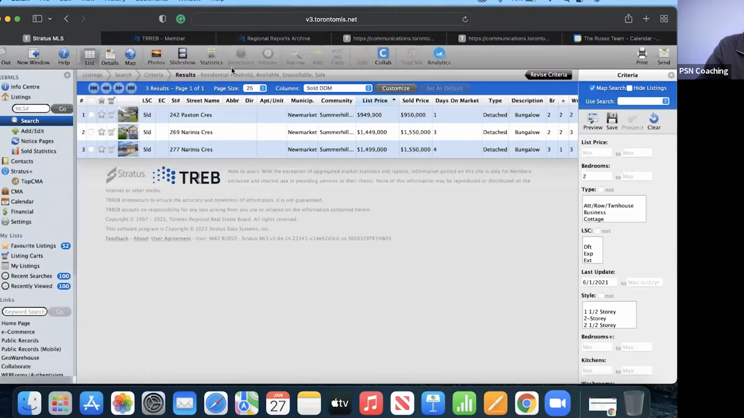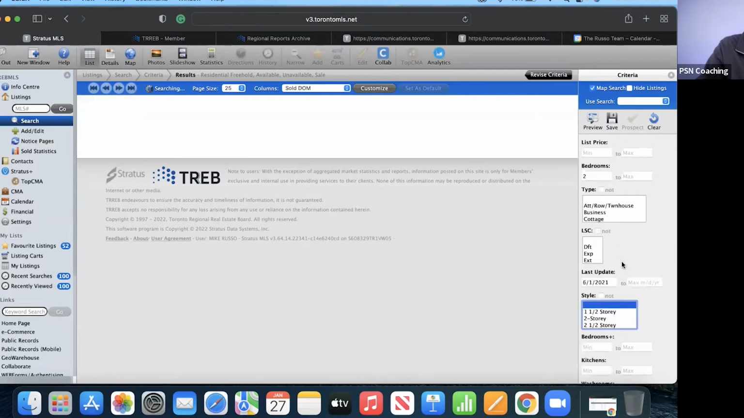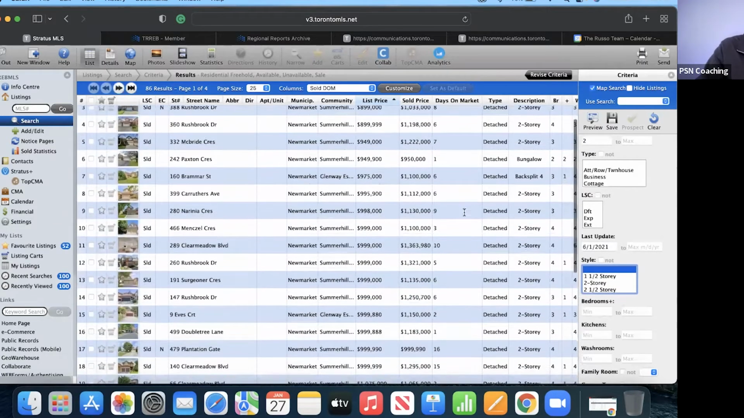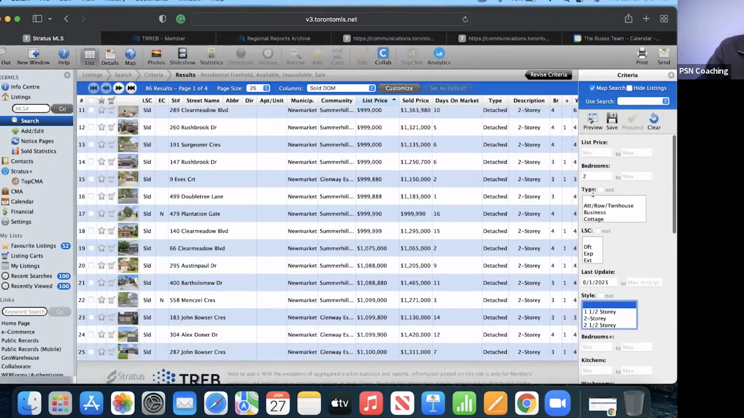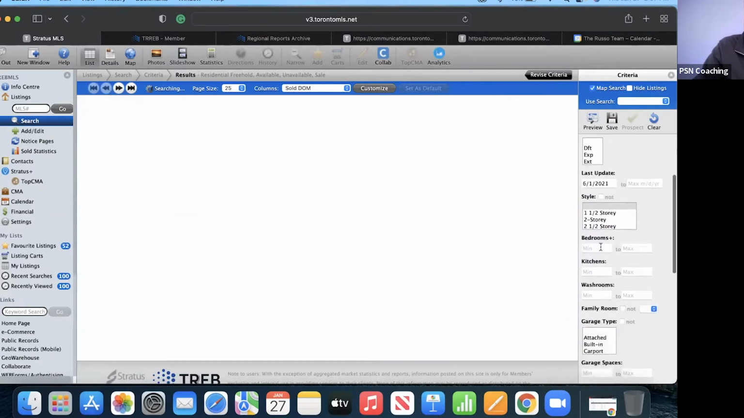So let me go to results, and we're going to switch it up to detached home, or sorry, just any style home, right? And see in the last 6 months, what's sold. So I'm going to see a crap load of houses. And this is where I'm going to be a little bit more particular. So now we got 3 bedrooms, you know, we have 1 in the basement.